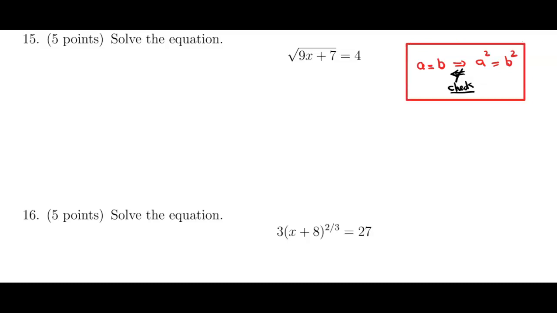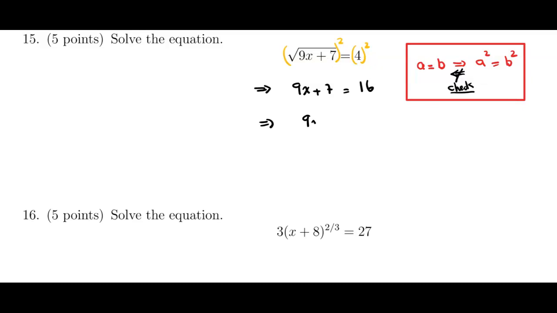Having said that, what are we going to do with the radical sign? In order to cancel the radical sign, we could square both sides. Again, I'm going to use this implication, which is only one way. The square cancels out the square root, so you end up with 9x plus 7, and of course 4 squared is 16. Now I can solve this one.